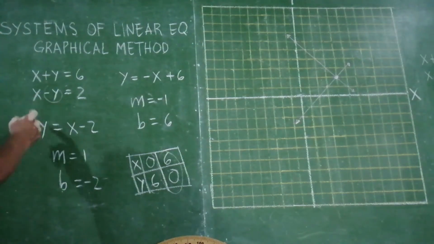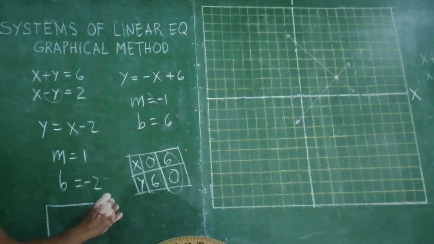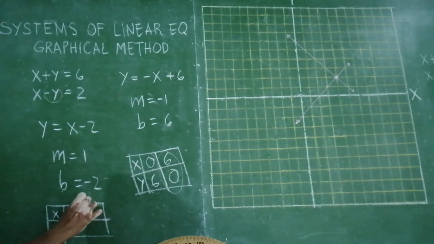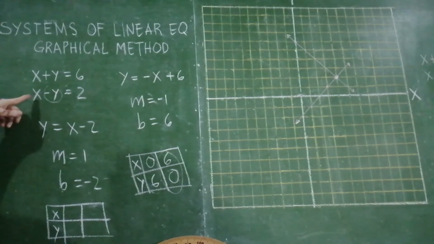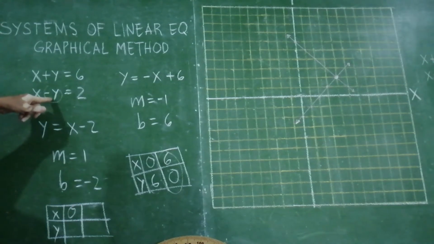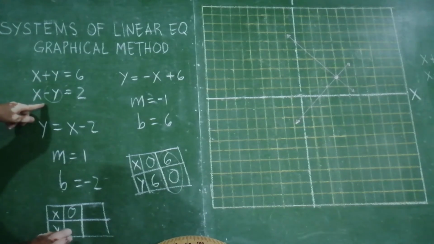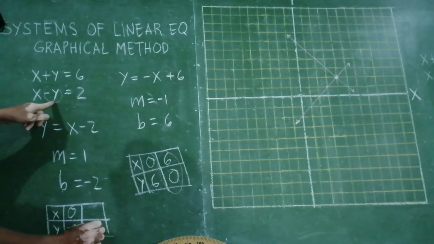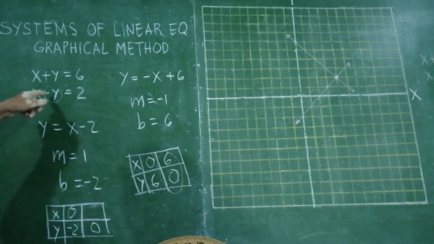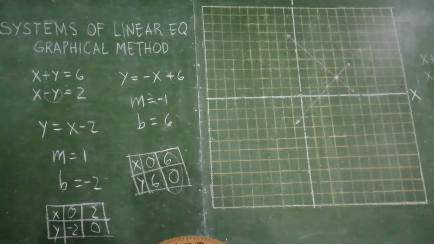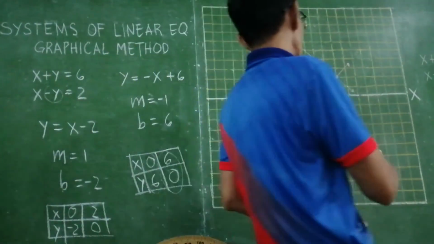So likewise in the second equation, when you set x to 0, naturally y will be equal to negative 2. When you set y to 0, x will be equal to 2. So you can also use that. Anyway, anything that you will do will help you. So let's see the graph here.